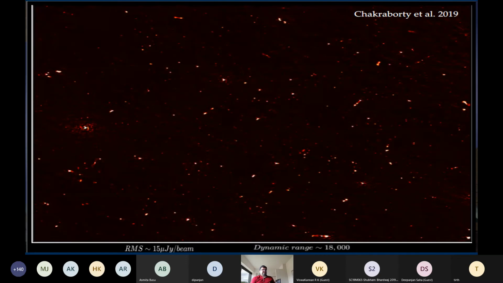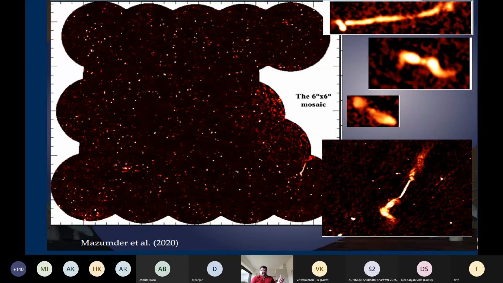So we have done some observation with uGMRT at 300 megahertz or so, and observed the sky, and a very good dynamic range and significant amount of RMS noise have been reached. So this is another one at the same frequency, but a different field of view, called Lockman Hole.